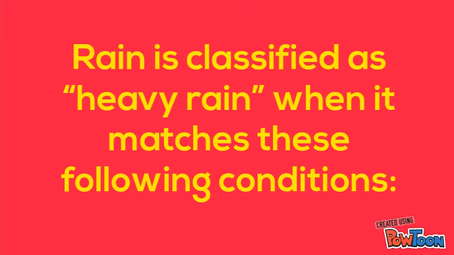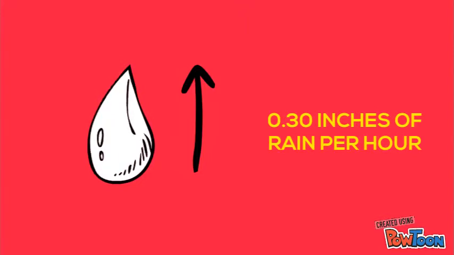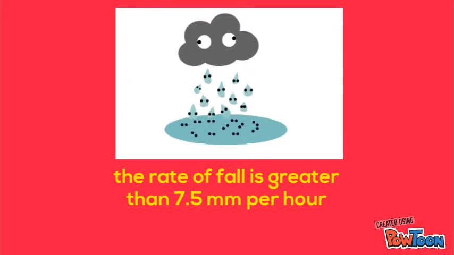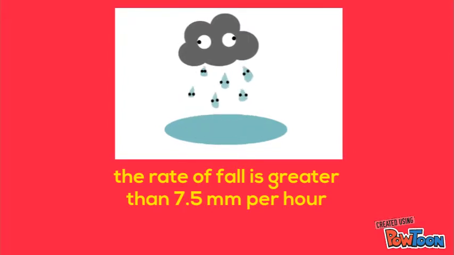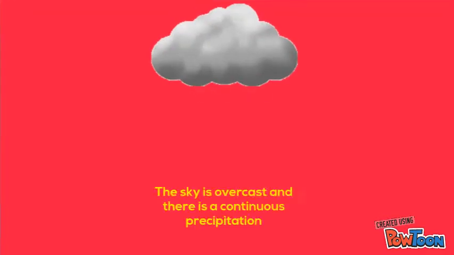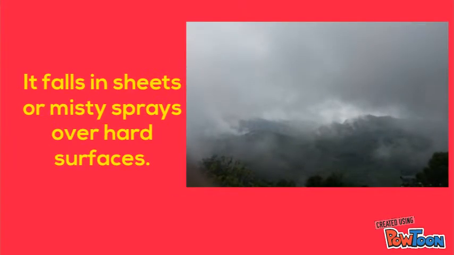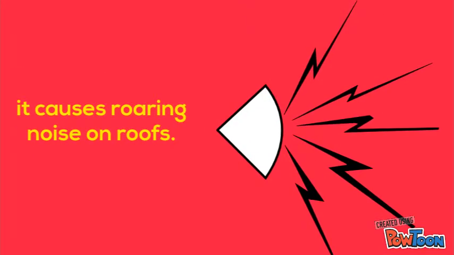First of all, rain is classified as heavy rain when it matches these following conditions. 1. There are more than 0.30 inches of rain per hour. 2. The rate of fall is greater than 7.5 millimeters per hour. 3. The sky is overcast and there is a continuous precipitation. 4. It falls in sheets or misty sprays over hard surfaces. And lastly, it causes roaring noise on roofs.